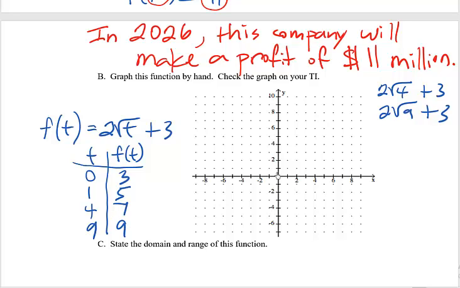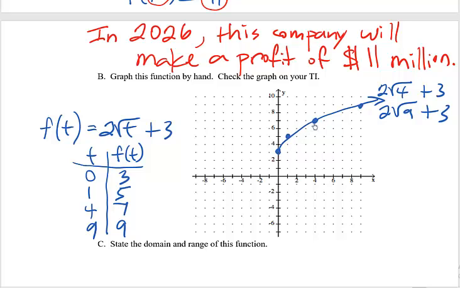So that's a good handful of points. 0, 3, 1, 5, 4, going with 7, and then 9 way out here going with 9. And when I connect the dots, I don't get exactly the same graph that I had a moment ago. It's just a variation of it. It still has that basically same shape, the arrow off to the right, the stopping point here at the left side.